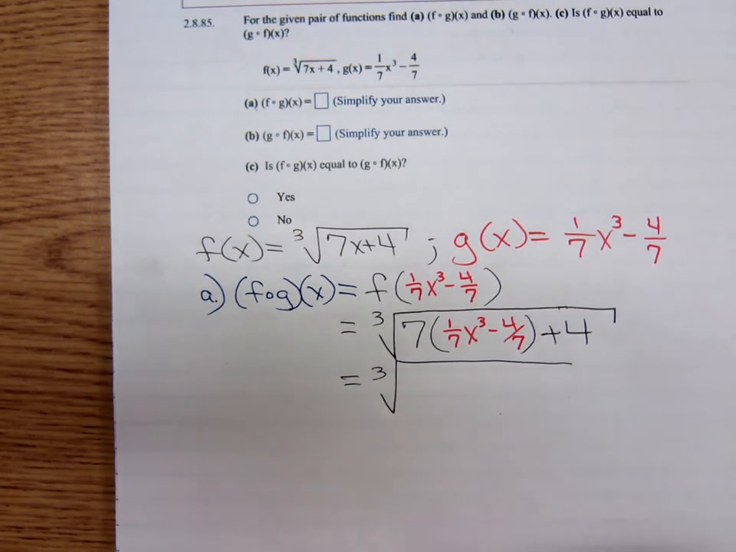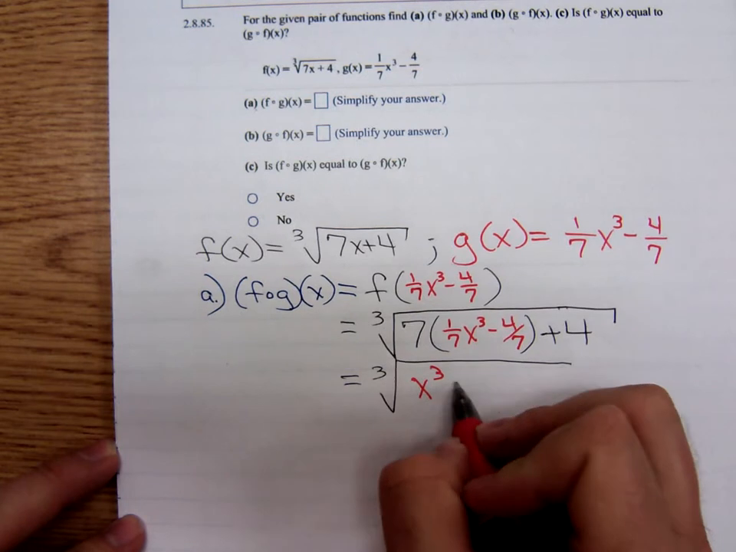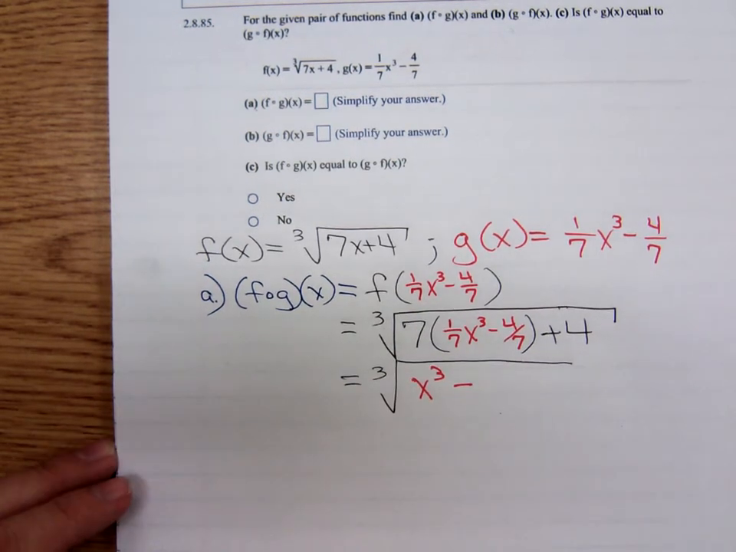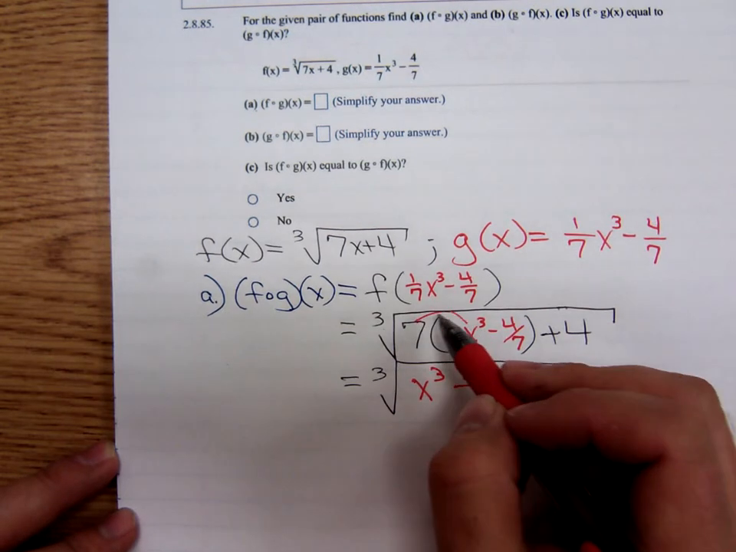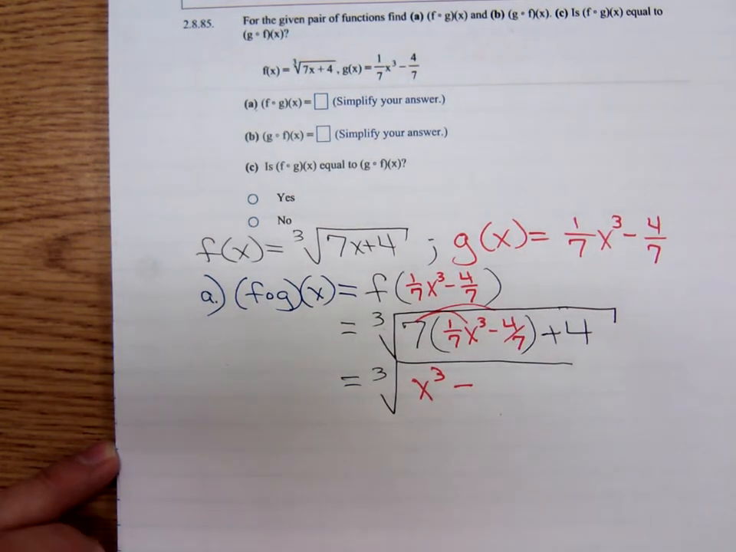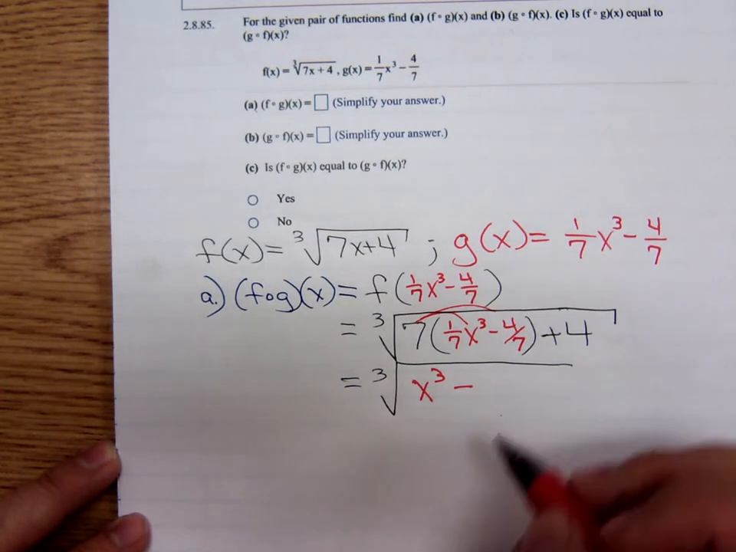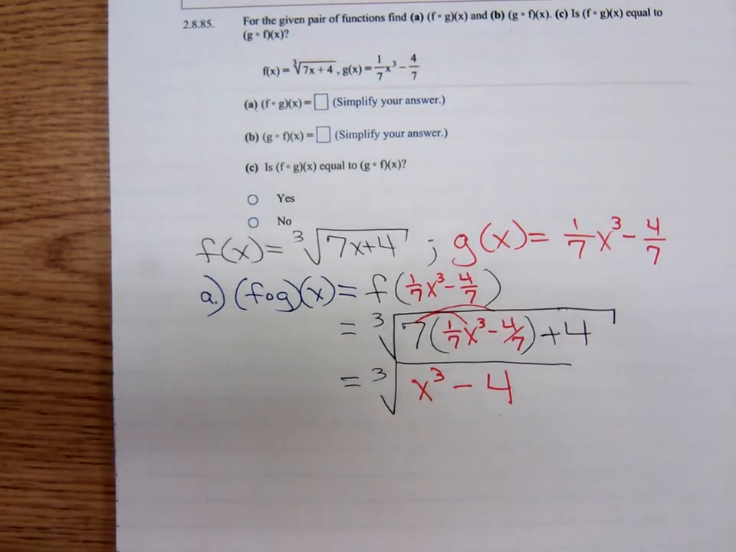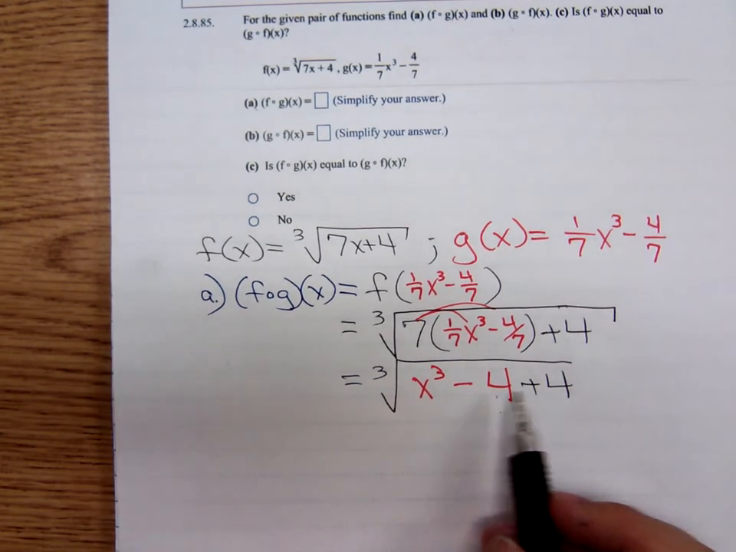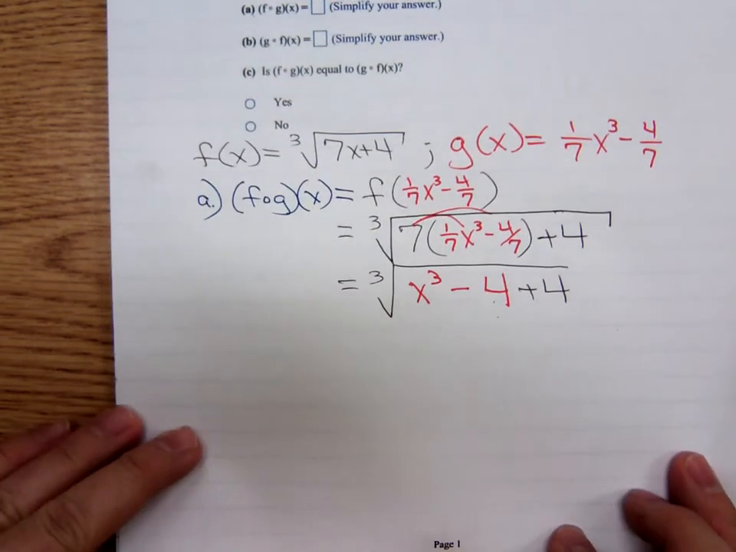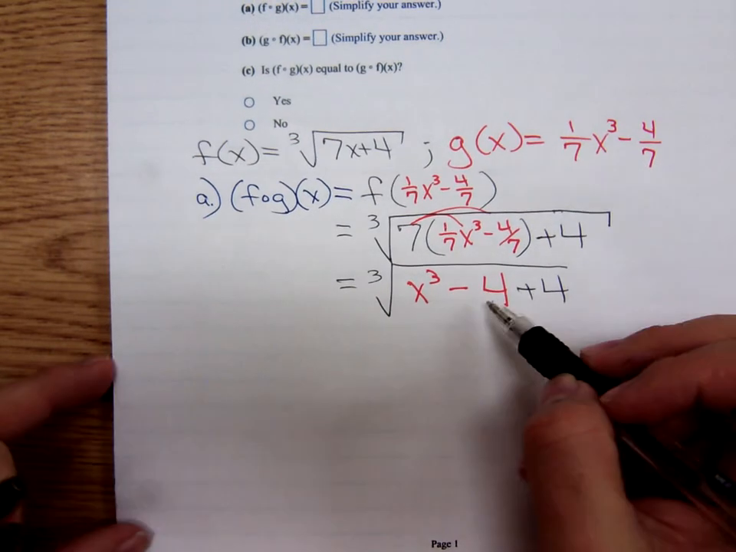Distributing the 7, we're going to have an x cubed minus 4, and you still have the plus 4. Negative 4 plus 4, what's that going to become? 0.